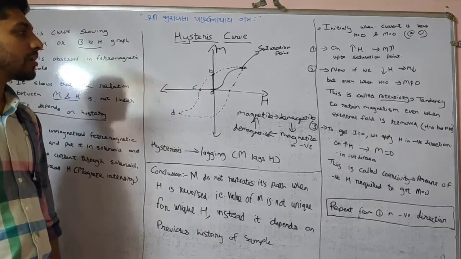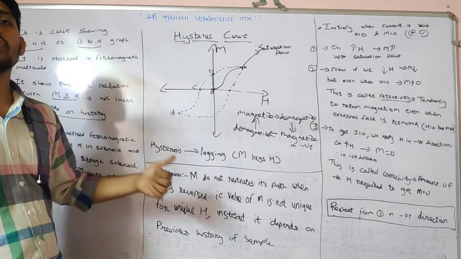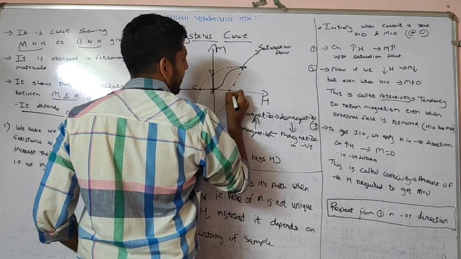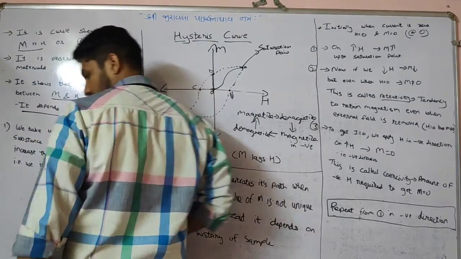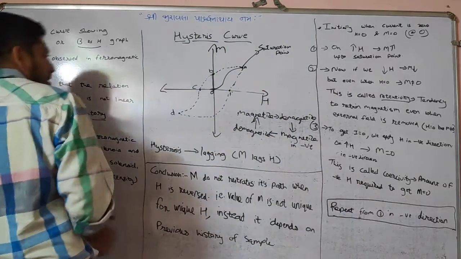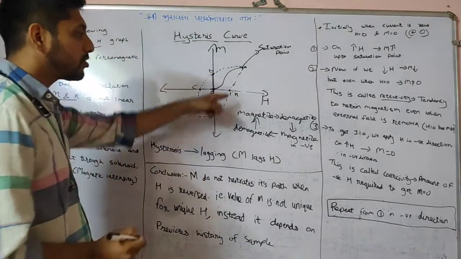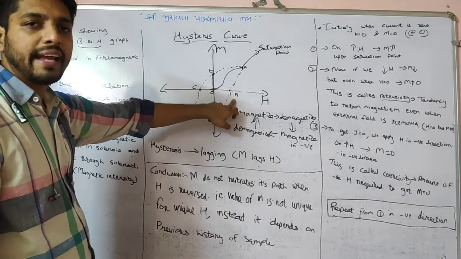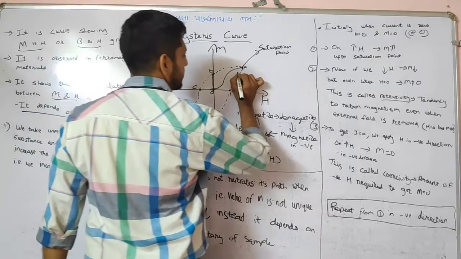So what are the important conclusions from it? The important conclusion is, for a unique value of H, you will not get a unique value of M. Suppose I take a point here, I'll take it here so that we can understand it in a better way. So for this point, if I ask you what is the value of M for this value of H, I cannot say that there is a unique value, but there will be values at 3 points.